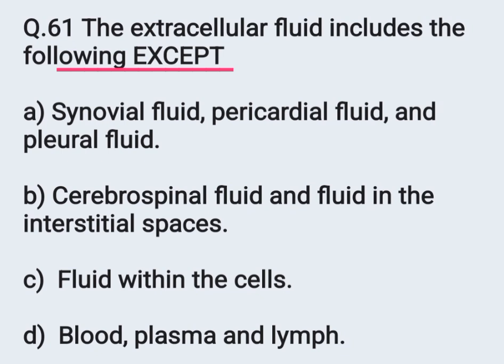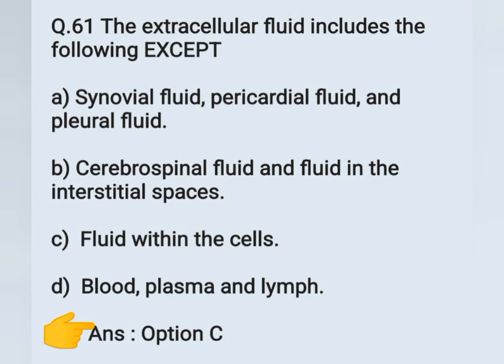Question: the extracellular fluid includes the following except. Options: Option A, synovial fluid, pericardial fluid and pleural fluid. Option B, cerebrospinal fluid and fluid in the interstitial spaces. Option C, fluid within the cells. Option D, blood, plasma and lymph. Our question: among this, which one is not an extracellular fluid? And the correct answer is option C, fluid within the cells. Remaining all are extracellular fluids.